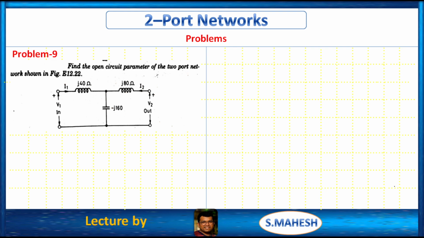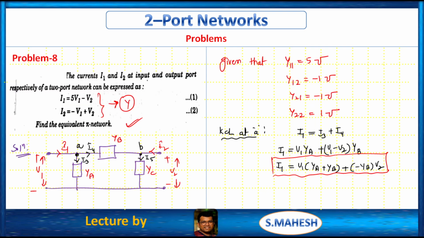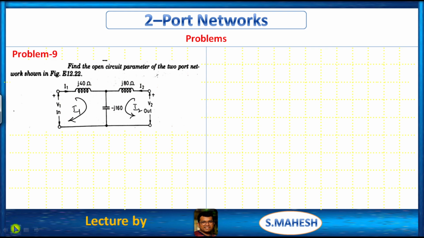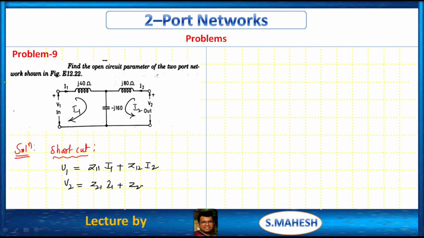Next, last one. Find the open circuit parameters of the two port network shown in the figure. Simple, no? We have two loops. This is I1, this is I2. We can apply the Z parameter representation. Here I am providing a simple shortcut. We all know that V1 equals Z11 I1 plus Z12 I2, and V2 equals Z21 I1 plus Z22 I2, right?